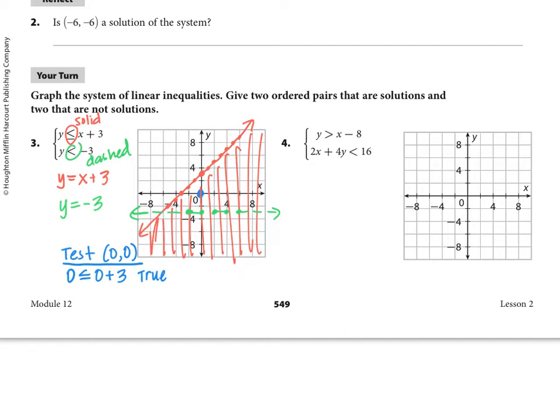Now I want to look at y is less than negative 3, plugging in 0, 0. Is 0 less than negative 3? It is not. That's false, which means I'm going to shade the other way. Again, look at the blue point. The blue point, 0, 0, is not a solution for our green line, so I don't want to shade that side. I want to shade below. So it's going to look like this.